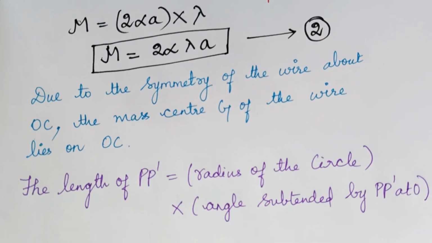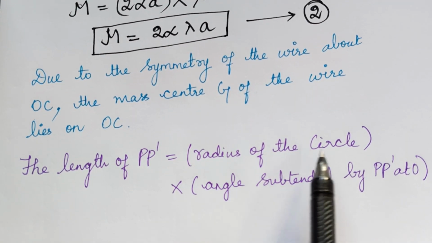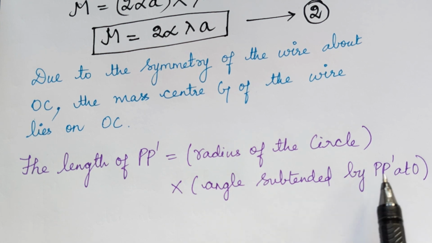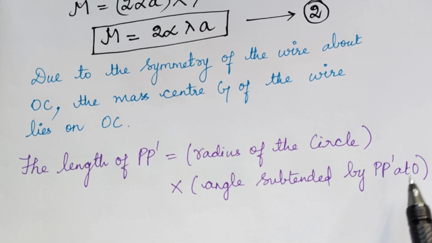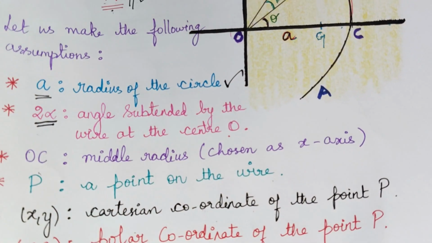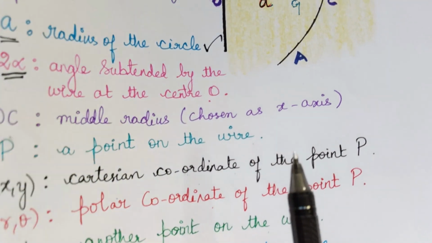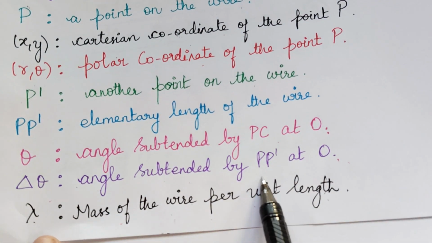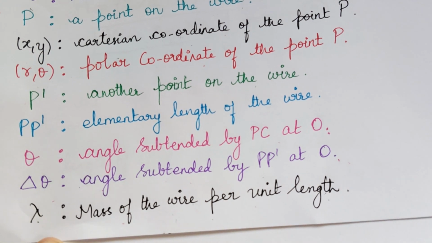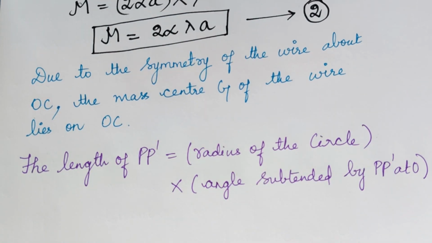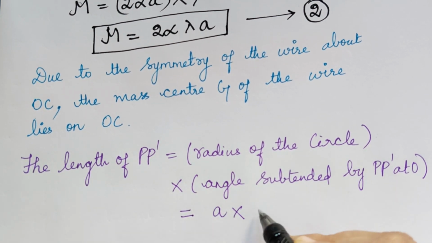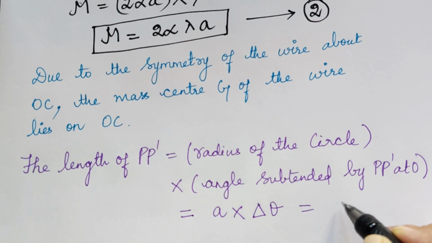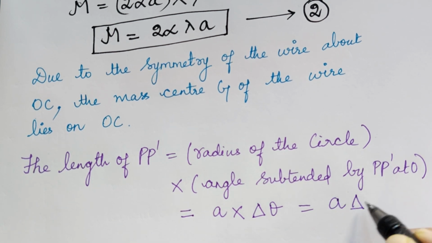The length of pp dash is given by the radius of the circle multiplied with the angle subtended by pp dash at O. From assumption, we know that the radius of the circle is A and the angle subtended by pp dash at O is delta theta. When we make this substitution, the radius is A multiplied with the angle subtended, delta theta, and therefore the length of pp dash is A delta theta.